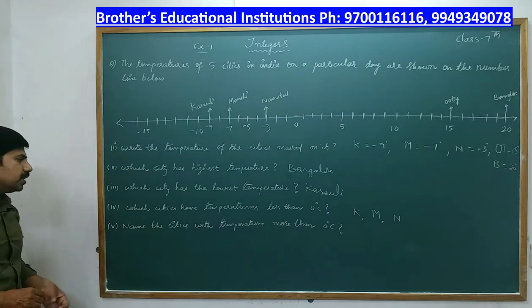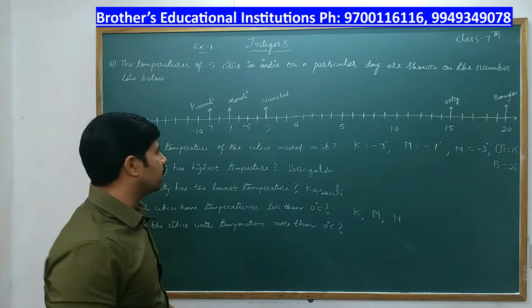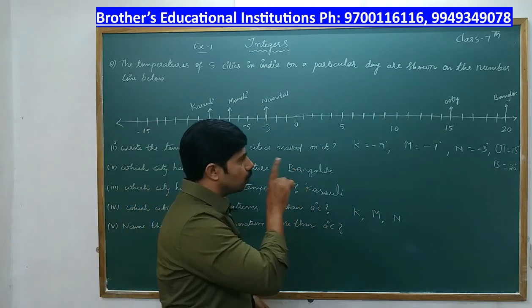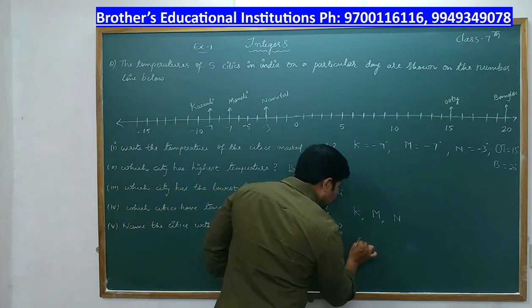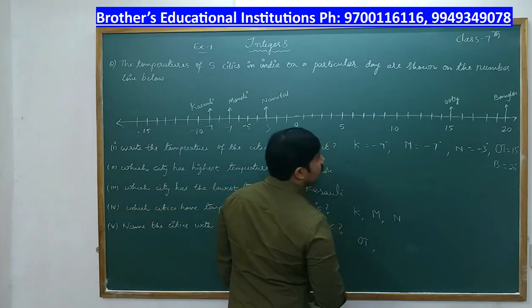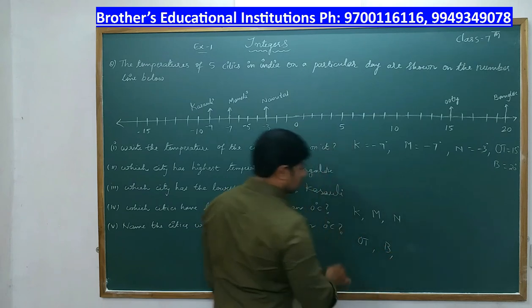Now name the cities with temperature more than 0. More than 0 means what? It is on the positive side. So on the positive side we have two. One is 15, the other one is 20. The city names are Ooty and then we have Bangalore, right? So these are the two cities.